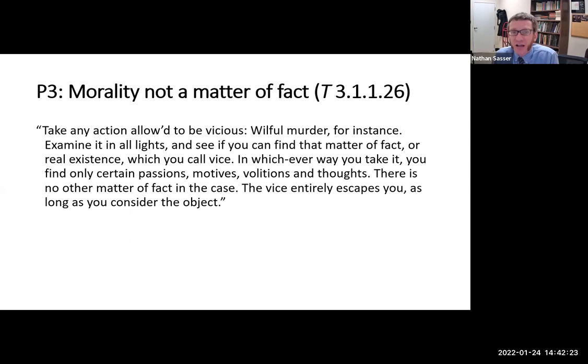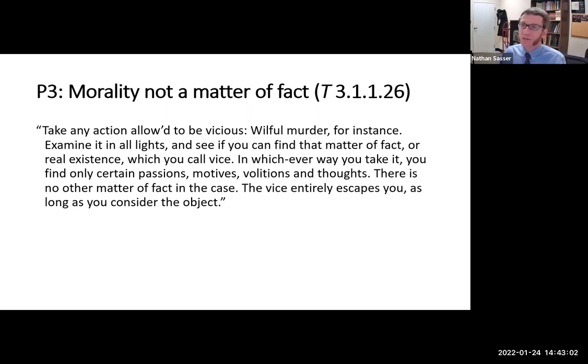He says, you take any action allowed to be vicious, willful murder, for instance. Okay, imagine an act of willful murder. You examine it in all of its lights and see if you can find that matter of fact or real existence, which you call vice. In whichever way you take it, you find only certain passions, motives, volitions, and thoughts. There is no other matter of fact in the case. The vice, the badness, entirely escapes you as long as you consider the object.